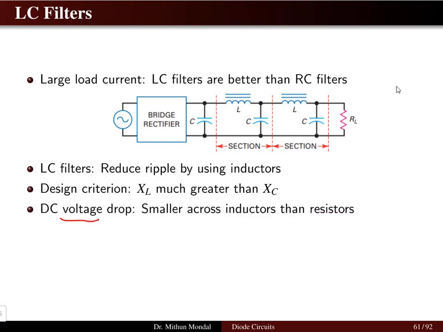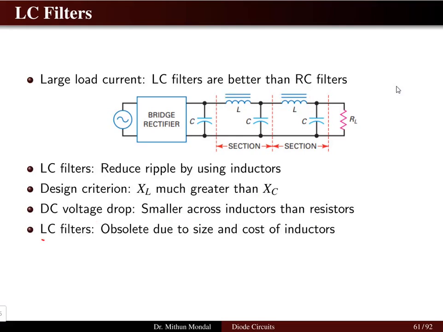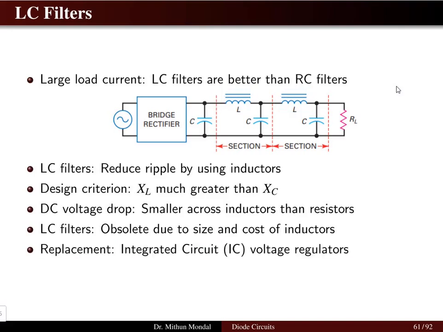The DC voltage drop is smaller across the inductor than the resistor. So since we have an inductor in place of a resistor, the voltage drop is quite less. The LC filter is obsolete due to the size and cost of the inductor. These inductors are quite heavy and costly, so we do not use the LC filter.